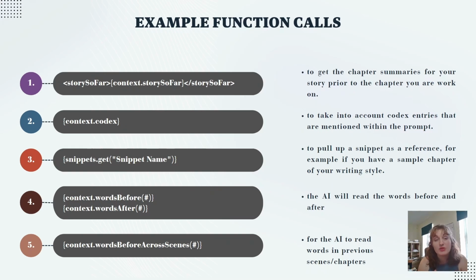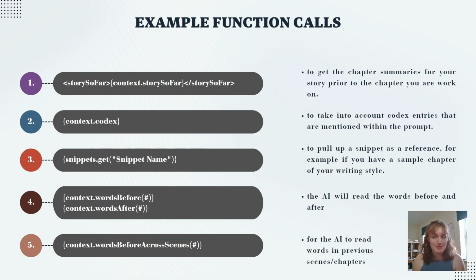If you want to take into account codex entries that are mentioned within the prompt, for example, if you have a beat and you have X characters named, then you want to use the context codex function call. To pull up a snippet as a reference, if you had a sample chapter of your writing style and you wanted Claude to use that to base its prose on, then you want to use the snippets.get and then snippet name function call.